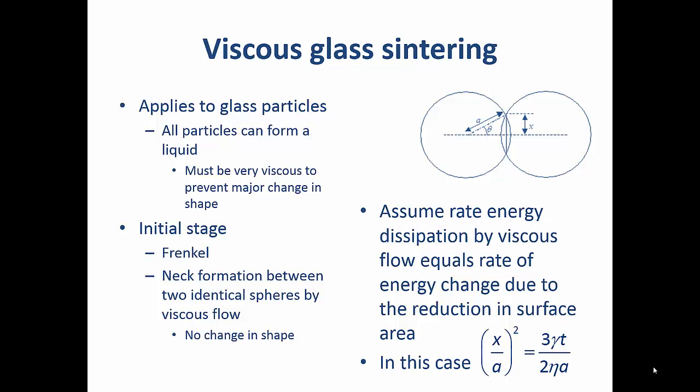The initial stage is modelled by a model due to Frenkel and has neck formation between two identical spheres by viscous flow. There is no change of shape in that case, and in that particular case it can be shown that the relationship between the diameter of the neck and the radius of the particle raised to the power of 2 is related to 3 times the surface energy times the time divided by 2 times the viscosity and the particle radius. So again, this is fitting the standard form of equations for neck formation.